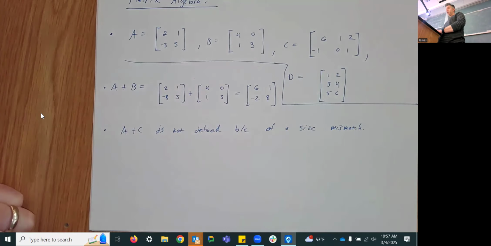Right, A is a 2 by 2 matrix, C is a 2 by 3 matrix. They aren't the same size. We can't add them together because we're missing components from one part.